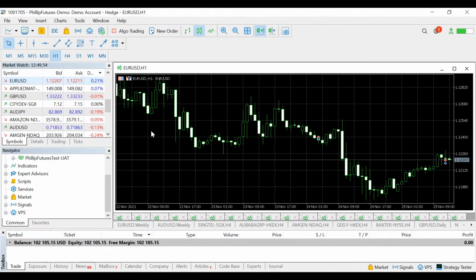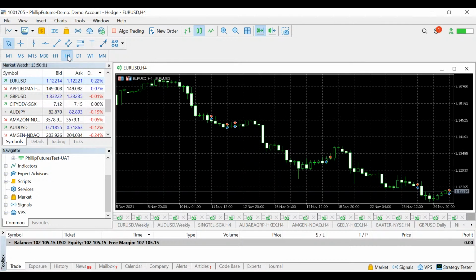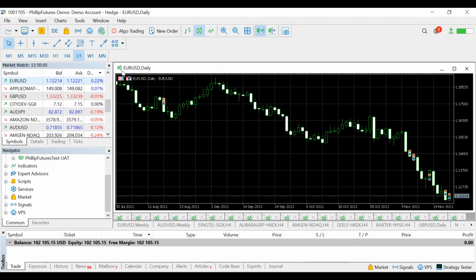You get to choose the time frame which you want to look at. Currently we're on the 1 hour time frame. You can choose the 4 hourly time frame, which means one candle means 4 hours. On a daily time frame, a single candle means a daily movement. So that is the time frame that we get to choose.